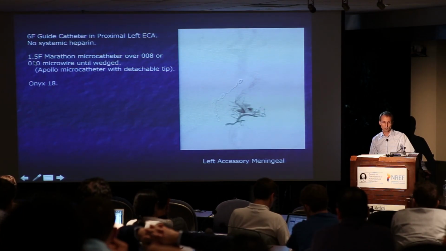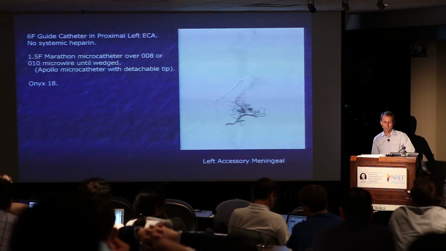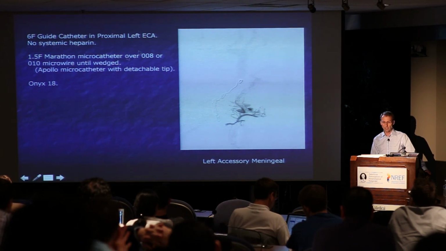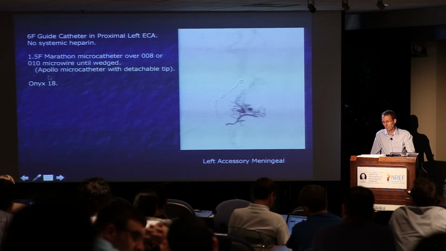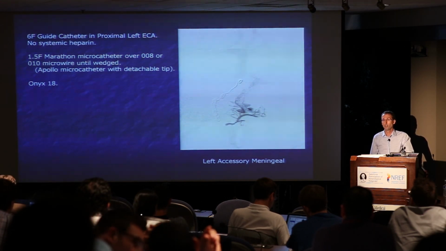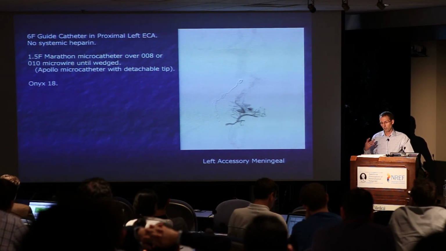The cases I'm going to show you, I've used a 1.5 French Marathon catheter either over a Mirage wire or an Expedient wire, an 08 or 10. There's a new microcatheter now out by Covidien that has a detachable tip called the Apollo. They may have that downstream. Jay mentioned earlier using the Scepter balloon for dural fistulas. There are lots of different techniques that are sort of beyond the scope of this right now. Hopefully we'll get to do them down in the lab.